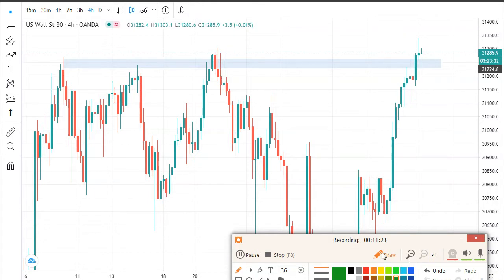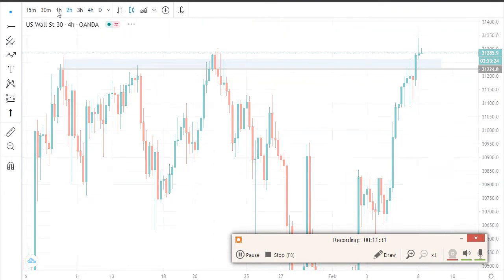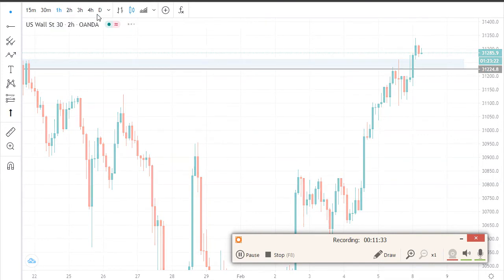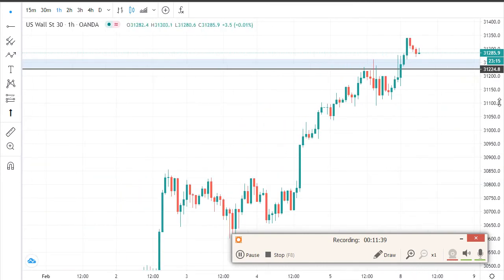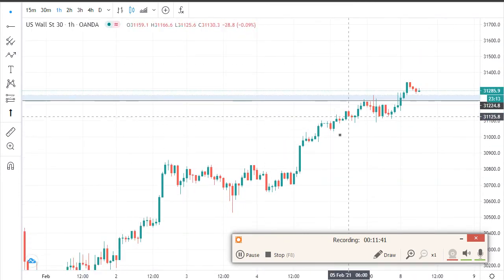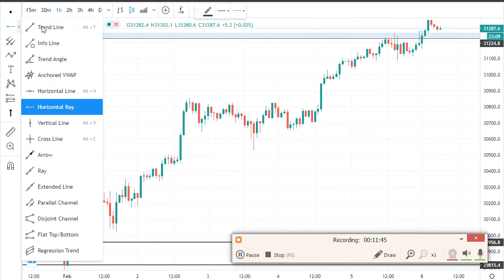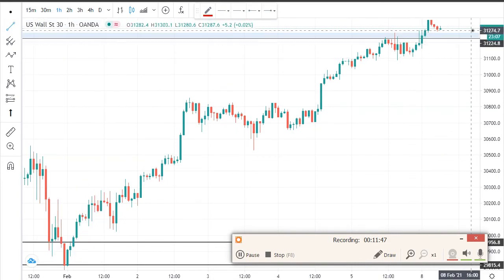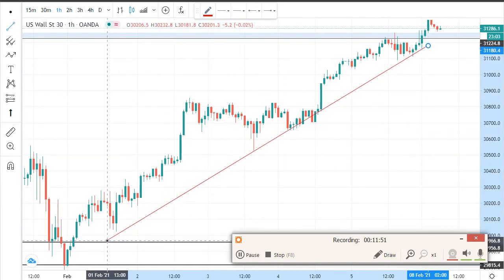But let's look at the maybe sell opportunity, if there will be one. Let's go to maybe 2 hour or 1 hour. So don't be confused by the time frames. The bigger the time frame, the better. So here we had something like this. Let's draw a small trend line. I think this trend line still continues, something like this.